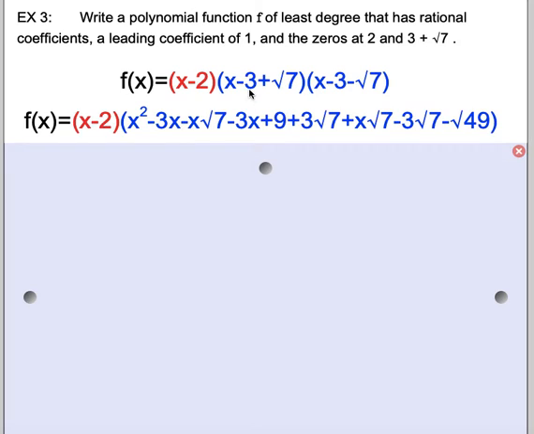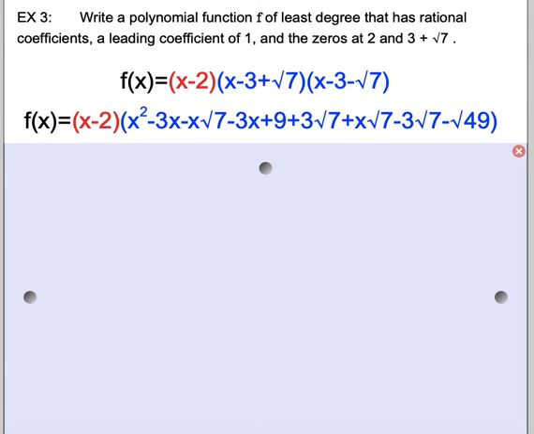Now I'm going to repeat the process with my negative 3. Negative 3 times x is negative 3x. Negative 3 times negative 3 is 9. And negative 3 times negative square root of 7 is the positive 3 square roots of 7. Now I have square root of 7. Square root of 7 times x is x square roots of 7. Square root of 7 times negative 3 is negative 3 square roots of 7. And square root of 7 times negative square root of 7 is negative 49.